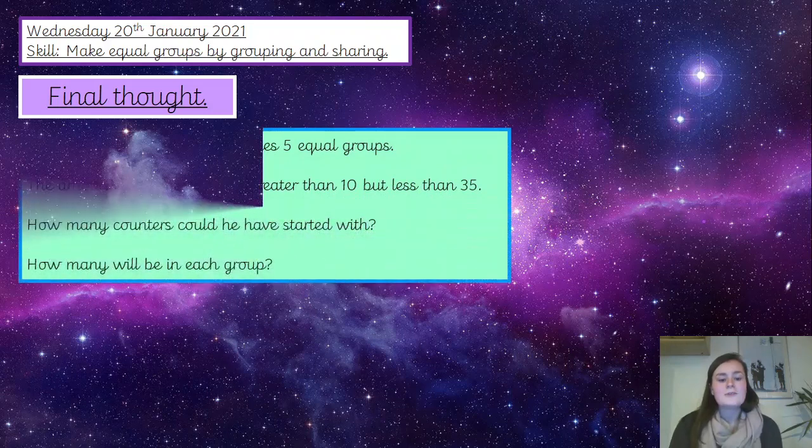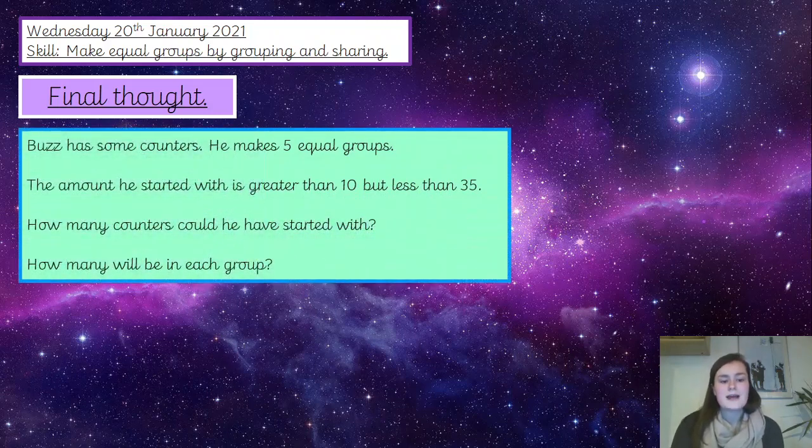Okay, your final thought for today then. Buzz has some counters. He makes 5 equal groups. The amount he started with is greater than 10, but less than 35. How many counters could he have started with? And how many will be in each group?